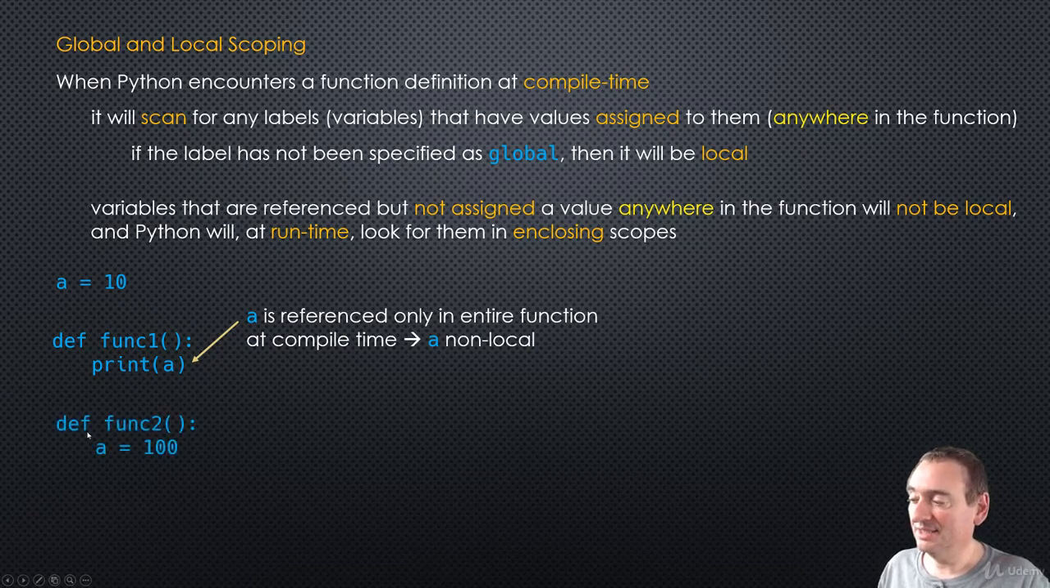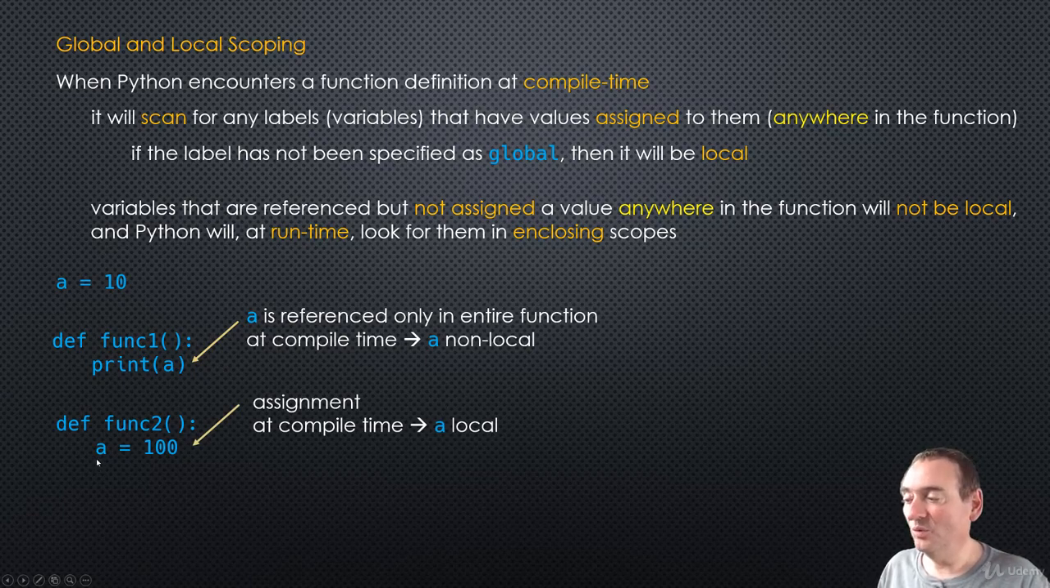Now let's have another function. Let's say def func2. And we set a equal to 100. What's happening here is that it's an assignment. So at compile time, Python says a is local. And so when we call func2, it will create a, set it and bind it to 100, set its reference to that object in the local namespace. So it will basically mask this a that's in the global namespace.